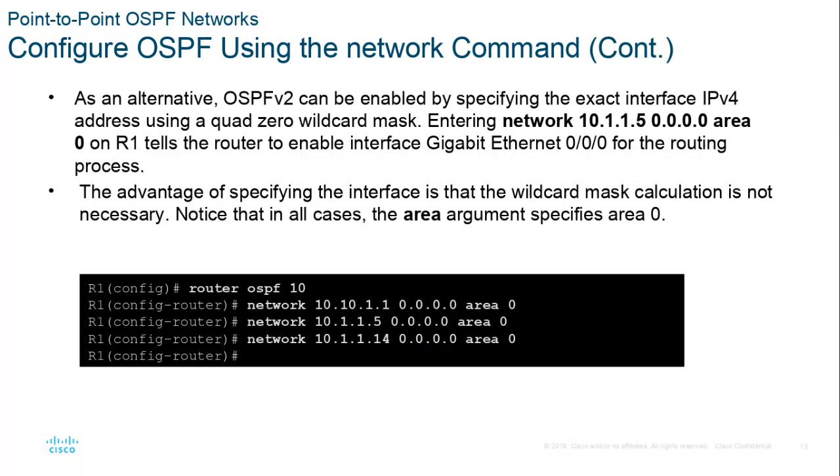So as an alternative, I can use the quad zero method. Just use it for the routing process. I don't have to calculate the wildcard mask. You still have to say area zero. Now, here's my Gonzo secret insider tip of the day. If you want to use each and every interface on a router that you're running OSPF on, and you don't want to type three lines and figure wildcard masks, just say network 0.0.0.0 space 0.0.0.0 space area space 0.